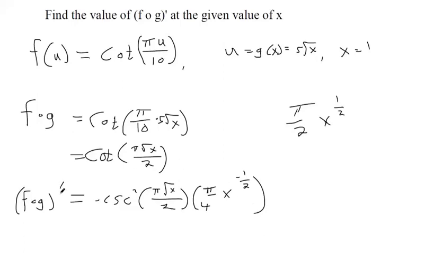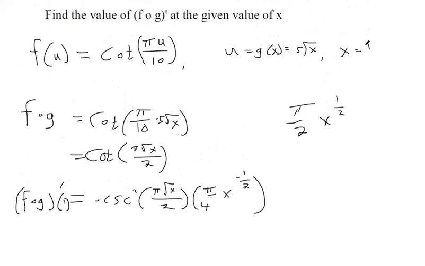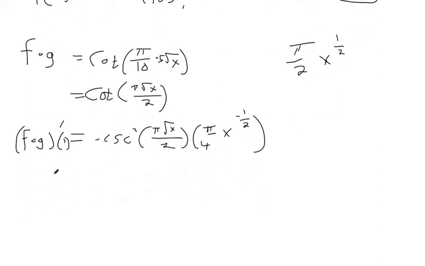We used the chain rule, we have the derivative, and they want us to evaluate this at 1. So they want us to, wait, do they? I don't think, yep, that is x equals 1 that they want. So you're plugging 1 into the derivative. So square root of 1 is 1, so this is negative cosecant squared of pi over 2. And then pi over 4 times 1 is pi over 4.